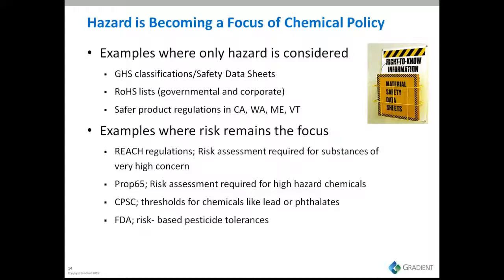Also, the CPSC, which I know is of interest to many of you, really does focus on risk assessment. For example, the thresholds established for chemicals like lead or phthalates are definitely risk-based. And then the FDA really looking at risk-based pesticide tolerances. So it's not that we've completely moved to hazard. Risk definitely still has a role, but we're seeing more and more focus on hazard as something that's becoming of concern.